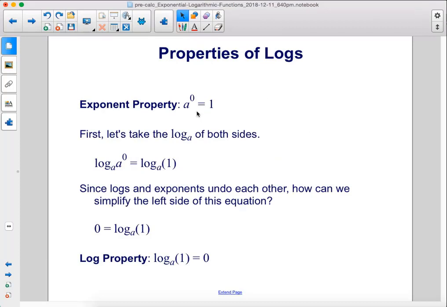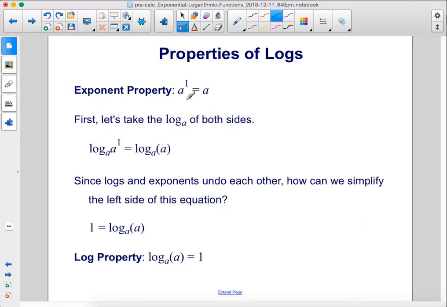Exponent property. a to the 0 power equals 1. First, let's take the log base a of both sides. Log base a of a to the 0 power equals log base a of 1. Since logs and exponents undo each other, how can we simplify the left side of this equation? Well, they undo each other, so we can cancel the log out and this a. So we're left with 0. 0 equals log base a of 1. So there's our log property. Log base a of 1 equals 0.